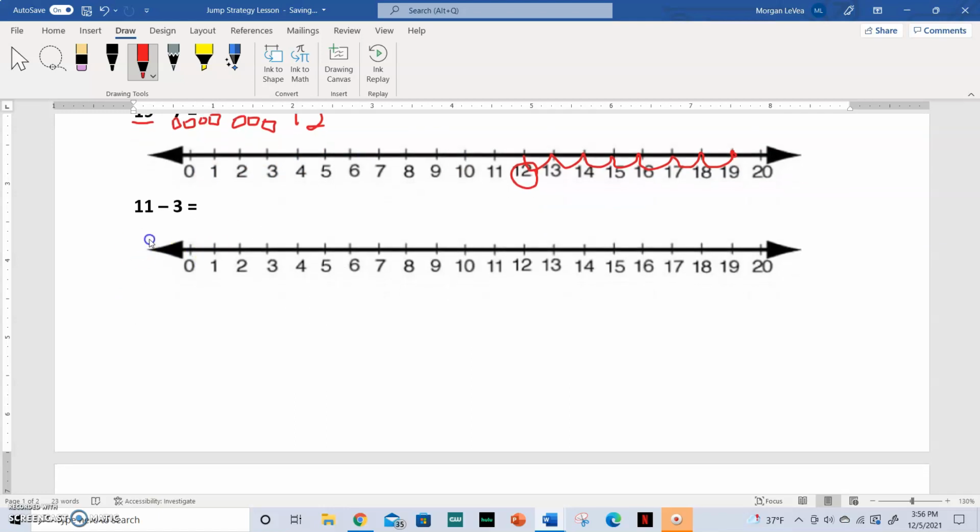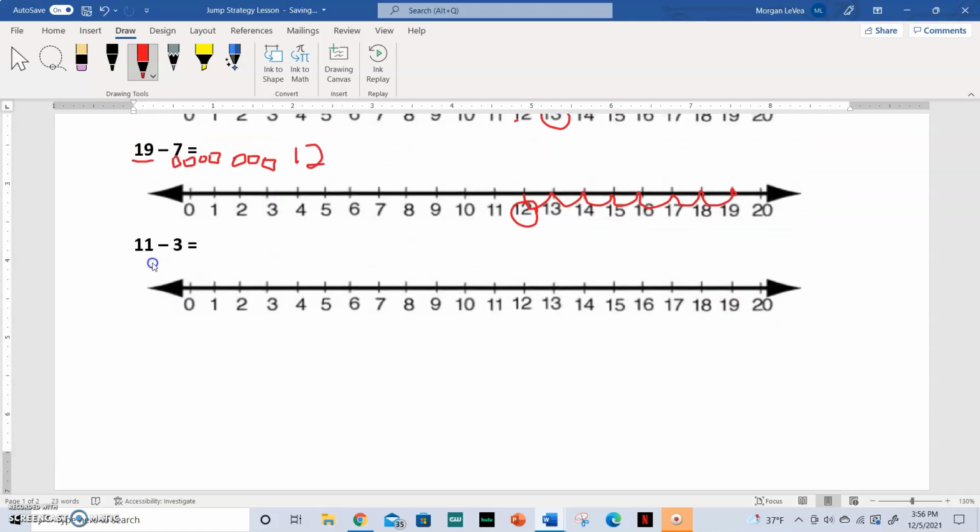Now for our last problem, we're going to do another subtraction problem. That's 11 minus 3. So we're going to take 3 out of 11. So we're going to start at 11. We're going down by 3. So 1, 2, 3. And that brings us to 8. So 11 minus 3 is 8.